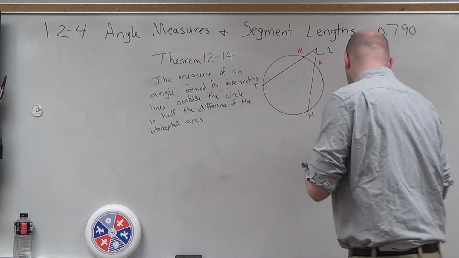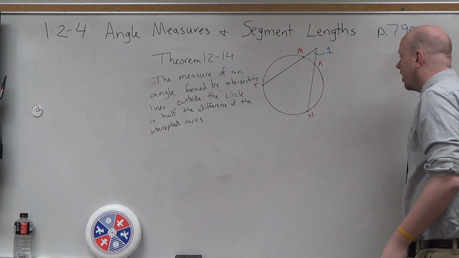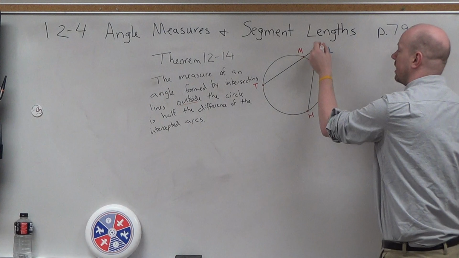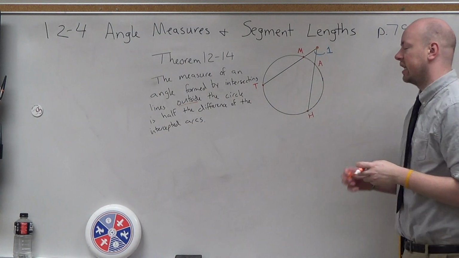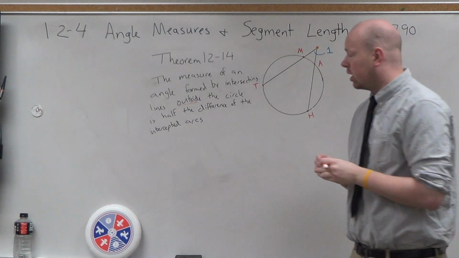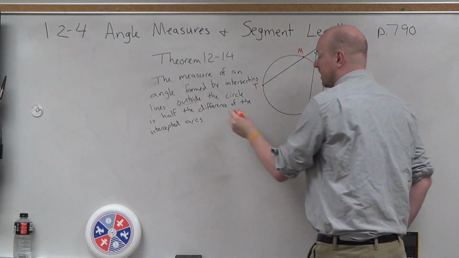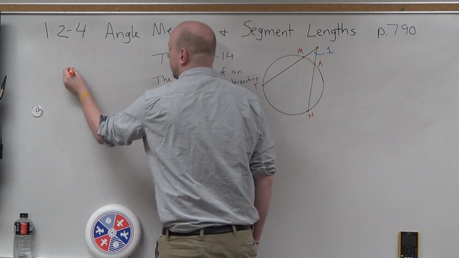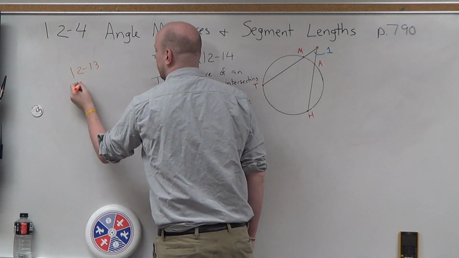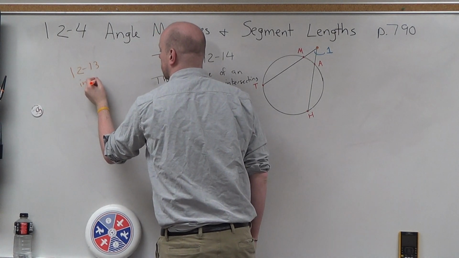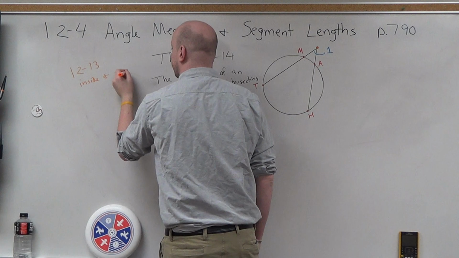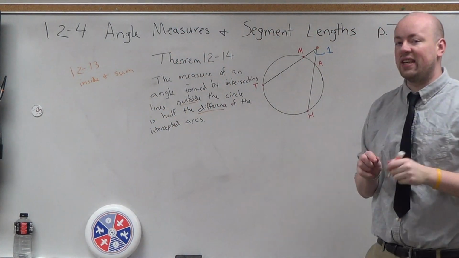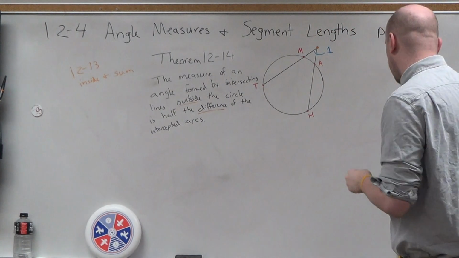Okay. So the key things to note are outside the circle, which this is clearly outside the circle where our intersecting lines, well, intersect. And the big thing is the difference. So theorem 12-13 is inside, and it's the sum. 12-14 is outside, and the difference of those arcs.